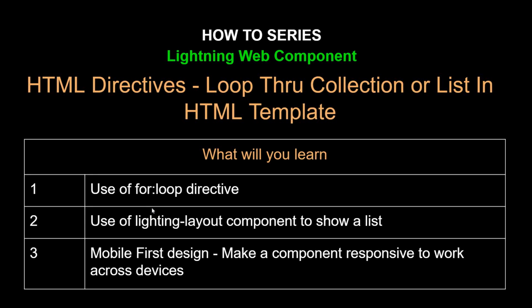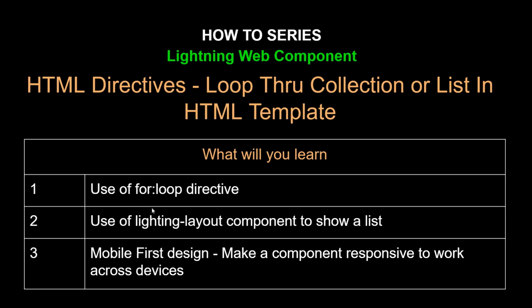In this video, we're going to talk about HTML directives in Lightning Web Component. There are three HTML directives. We have if true, if false, and we have a for loop, and then we also have something called iterator. So in this video, we're going to talk about the for loop directive.